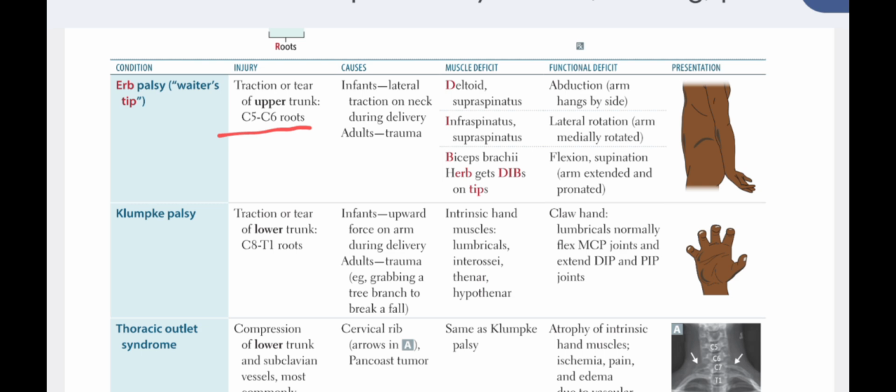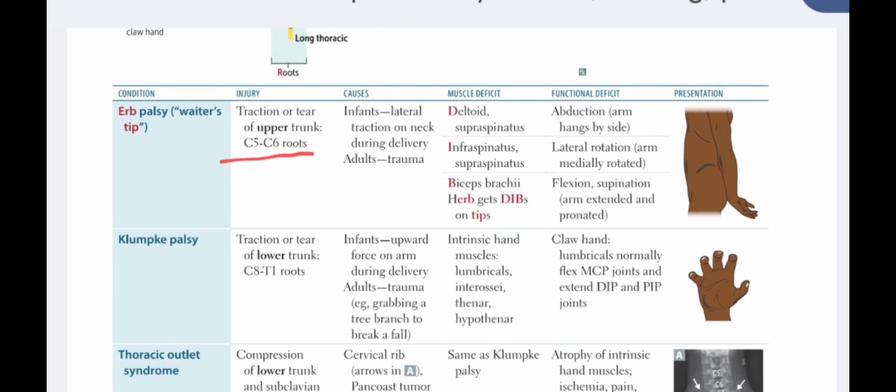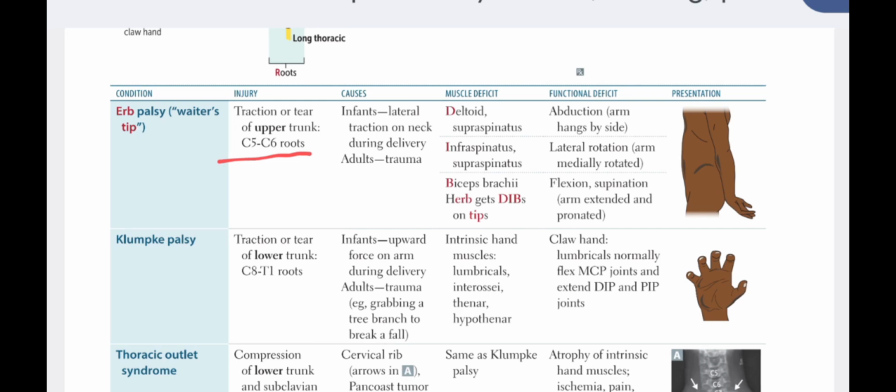It is common in infants, but it can also occur in adults. In infants, when there is lateral traction of the neck during delivery, for example mishandling of the child during delivery, this can result in traction on the upper trunk, and this results in the defect known as Erb's palsy. The function deficit involves the abduction deficit, the lateral rotation deficit, and the flexion and supination deficit.